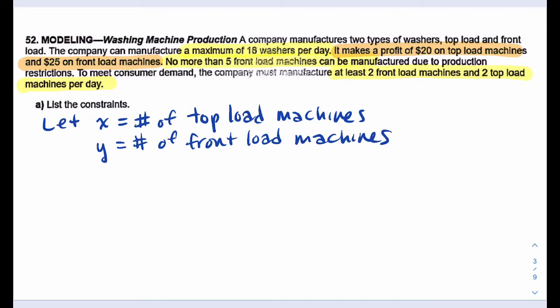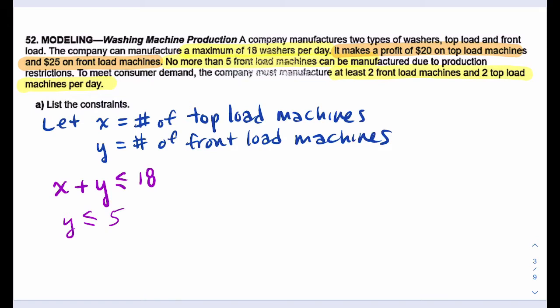So for the first one, a maximum of 18 washers per day. So that sounds like the top load plus the front load machines has to be less than or equal to 18. Next, no more than 5 front load machines. So front load is y, so it's got to be less than or equal to 5.